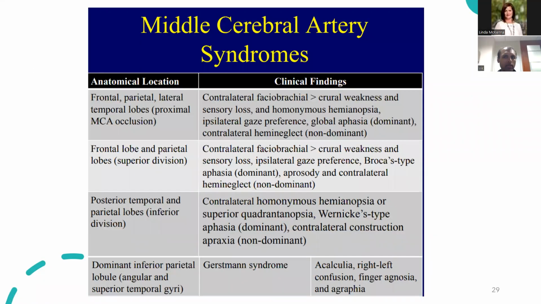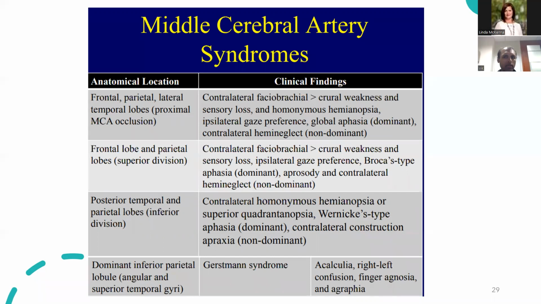Now when we talk about stroke syndromes, there are primarily four stroke syndromes based on the middle cerebral artery, and the syndromes primarily come from the location of the stroke. Our most devastating stroke syndrome is where you have complete MCA occlusion. As we know, if it's dominant versus non-dominant, you're going to get a different set of deficits. In terms of anatomic location, if it's frontal, parietal, lateral temporal lobes, clinical findings include contralateral facial weakness, sensory loss, hemianopsia, ipsilateral gaze preference, and global aphasia.